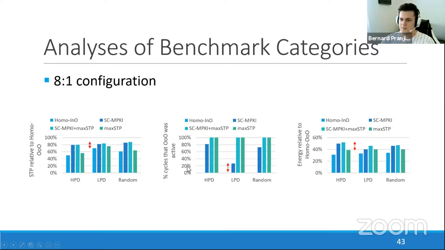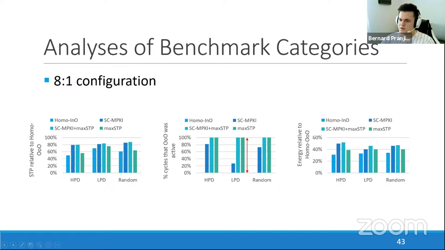So then for the LPD category, it can't be memoized as often. So the out of order core is utilized only about 27% of the time. Therefore, the speed up for the LPD category is only about 10%. But compared to the HPD, it conserves a lot of energy.